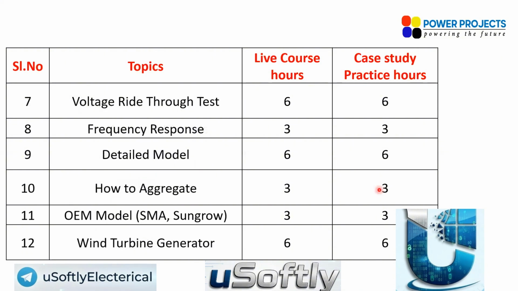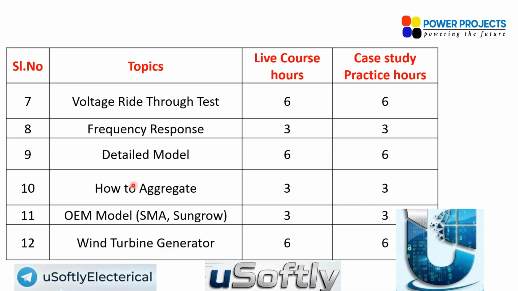We are also going to completely talk about voltage ride-through, that is LVRT, HVRT, etc. Frequency response: if suddenly the grid frequency is changing from 50 Hertz to 49.5 Hertz, or from 60 Hertz to maybe 60.3 Hertz, how the inverters are going to respond, and how a power plant controller is going to give a command to each and every individual inverter. That also we are going to see in detail.